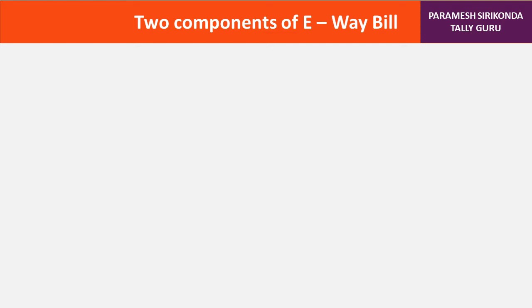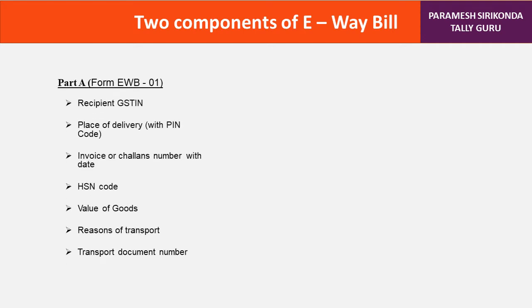So as discussed, after the meaning of e-way bill, we are going to discuss the components of e-way bill. There are two components in an e-way bill. The first one is Part A. So we have divided it into two parts, Part A and Part B. In a practical e-way bill, Part A contains the recipient GSTIN.